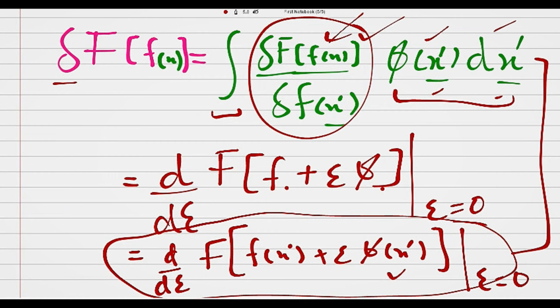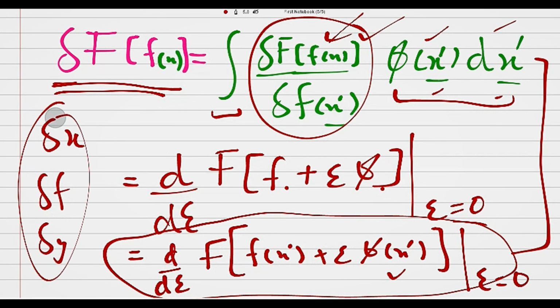And this is just a variation of the functional. Keep that distinction in mind. This is the variation, it's just like delta x or delta f or delta y. It's just a variation. This is the functional derivative. And we use this formula and this formula in combination to find the functional derivatives.